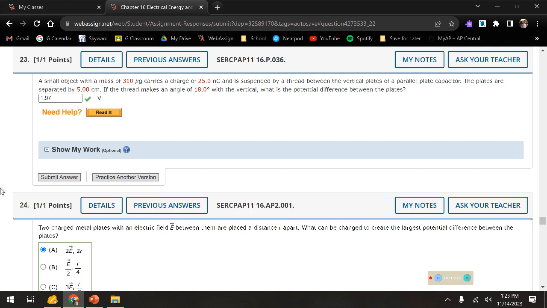So what I did is I punched in 310 times 10 to the negative 6th, which is micro, times G, except that's grams times G, which does not give you newtons. So I needed to go 310.